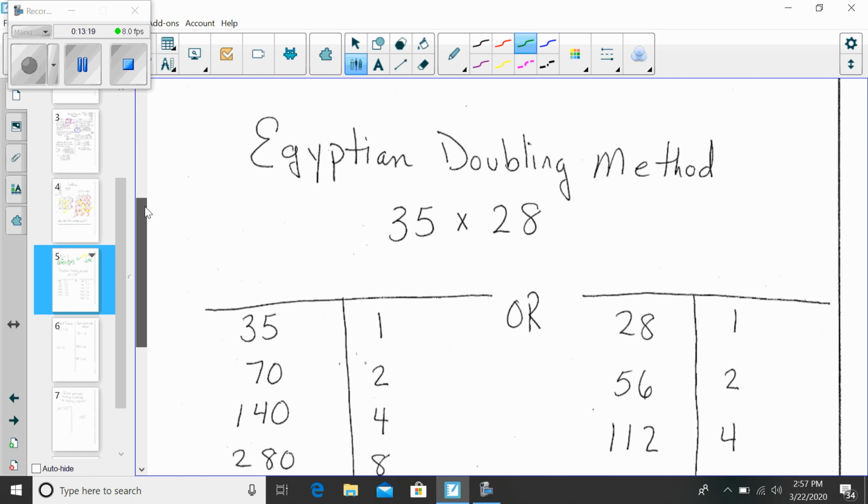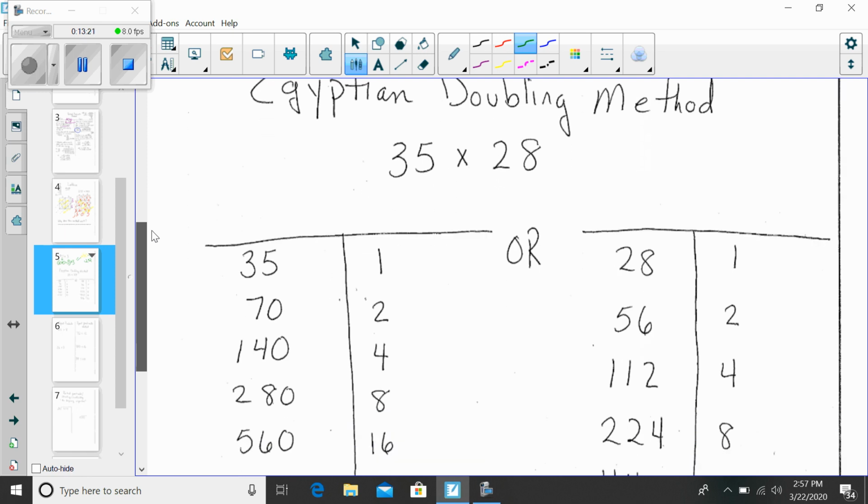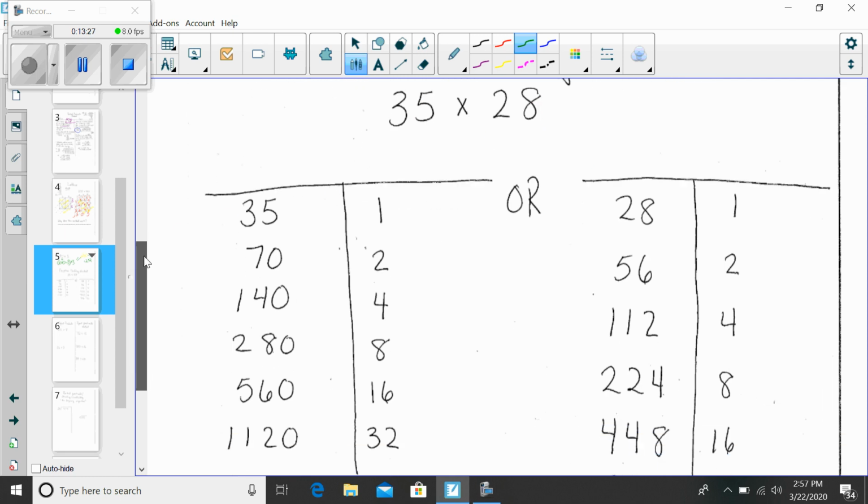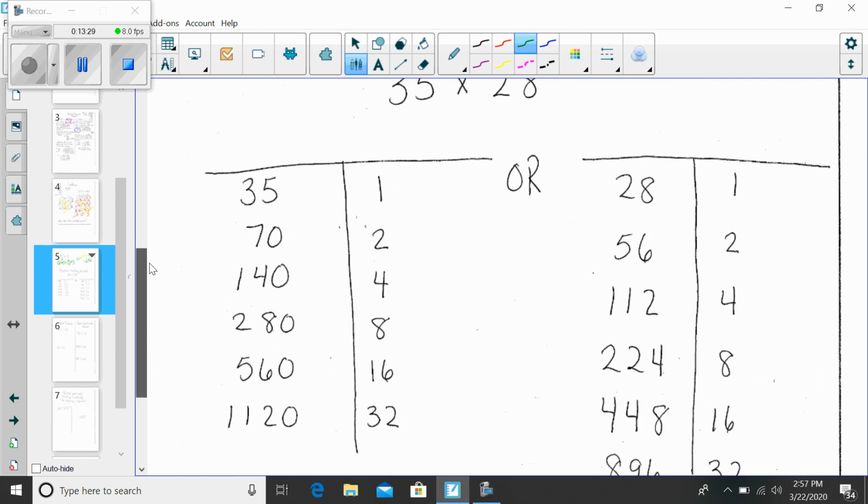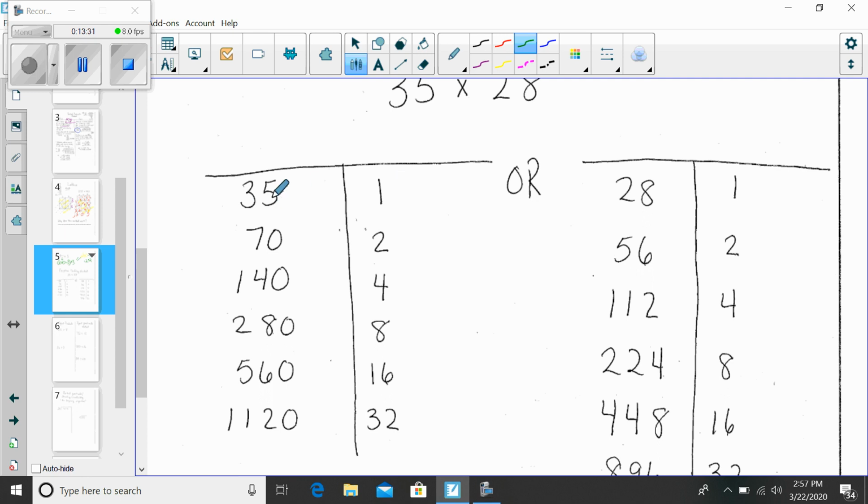So anyway, the way that the Egyptian doubling method works is when you're computing a product, you can either pick the 35 or the 28. It doesn't matter. So I showed it both ways. Whatever number you pick, you make 2 columns, where I have a 35 and a 1. And then I just double both columns. Okay. So double, double, double, double, double. You can see that I've done that as I move down.